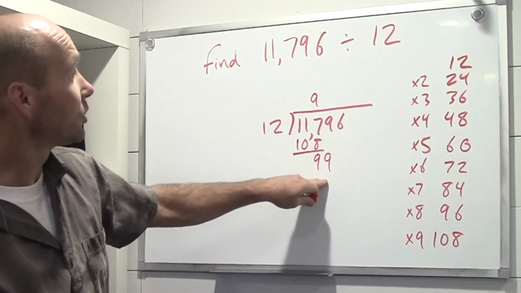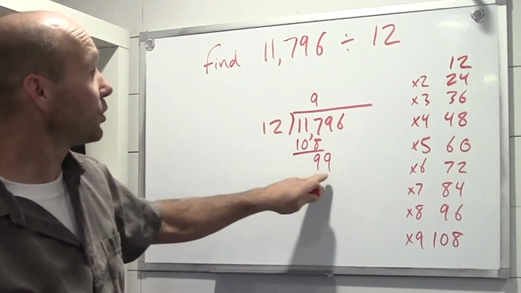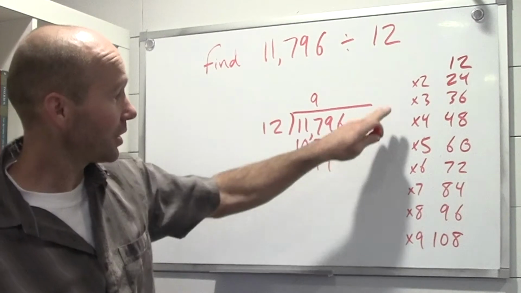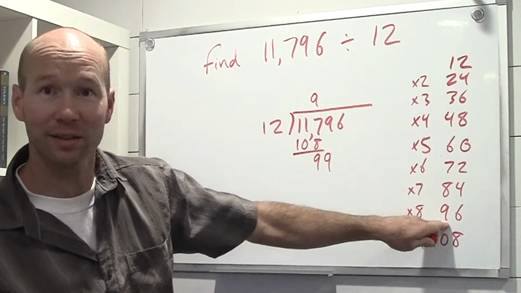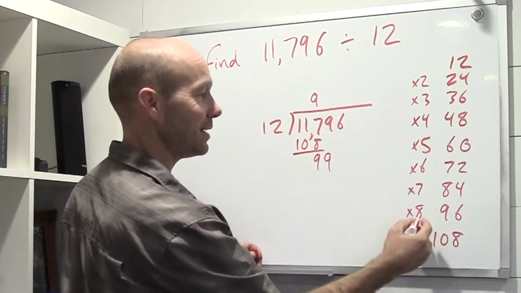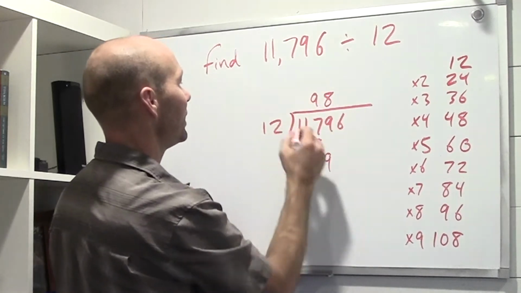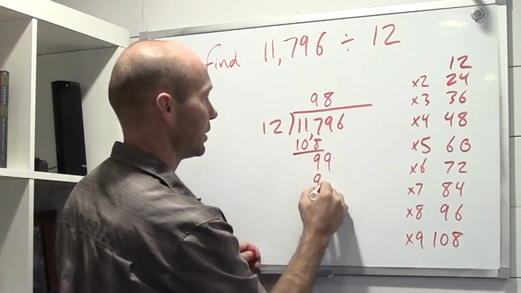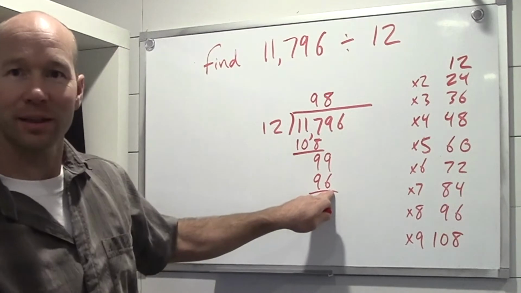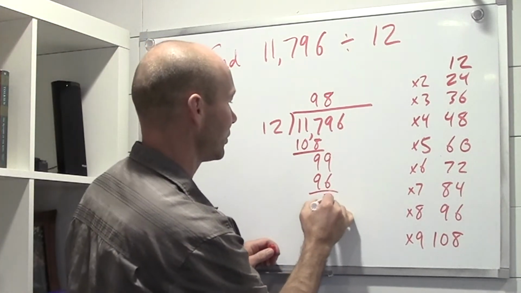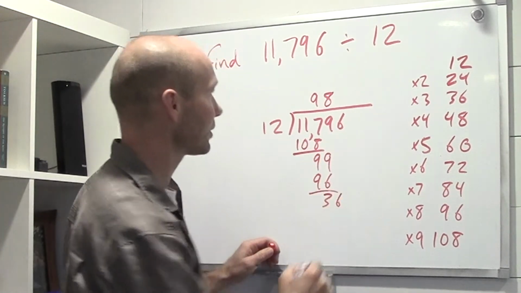Okay, so 12 goes into 99. How many times? I can just look here. Okay, 96. So I'm going to say 8 times. 8 times 12 is 96. And 99 minus 96 is 3. I'm going to bring down my 6.